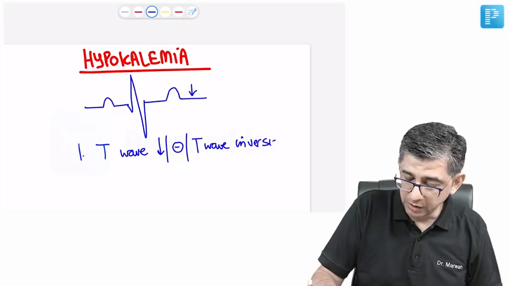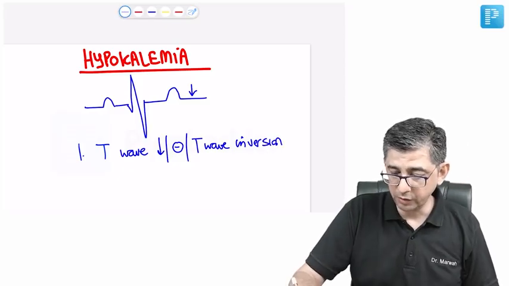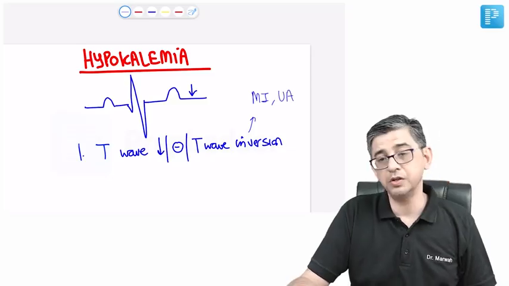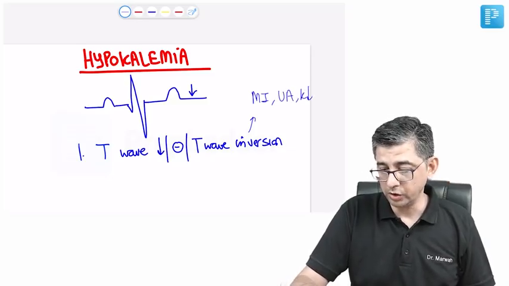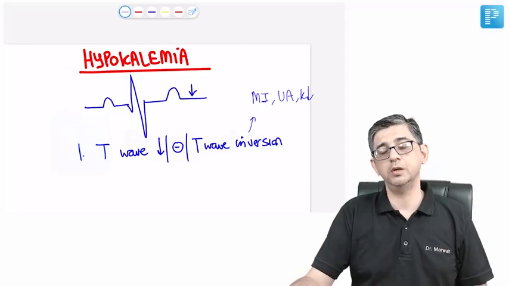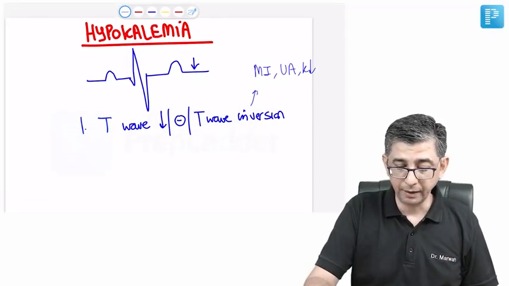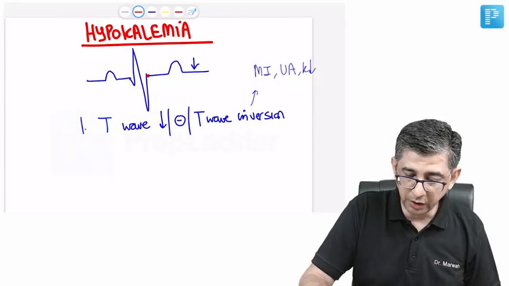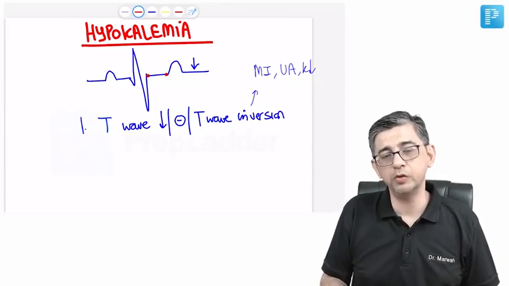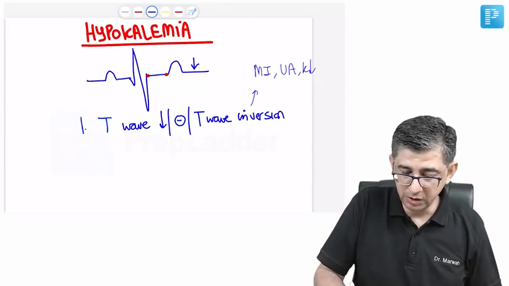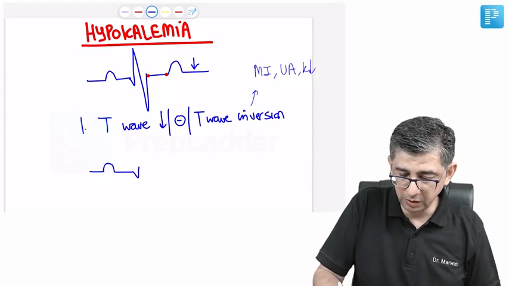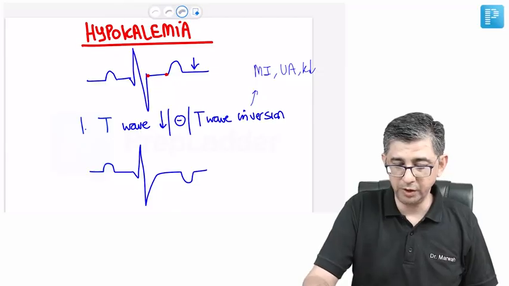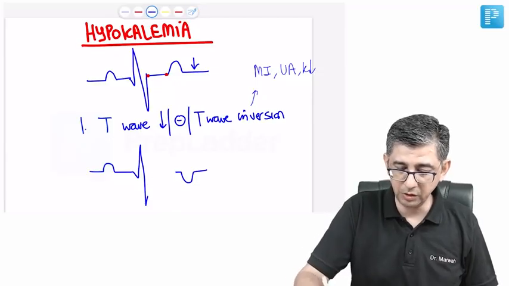Now, the last time I mentioned T wave inversion was for a case of MI. Then T wave inversion can be seen in unstable angina. This is the third time that I taught you T wave inversion. That would be MI, unstable angina, and hypokalemia. Now, because ST will always tend to follow the T wave, and because the T wave is becoming negative, ST would go down. So this is how the ECG of the same patient would look like. This is P, this is QRS, and now showing an ST depression with a T wave inversion. Let me just exaggerate the ST depression component here.